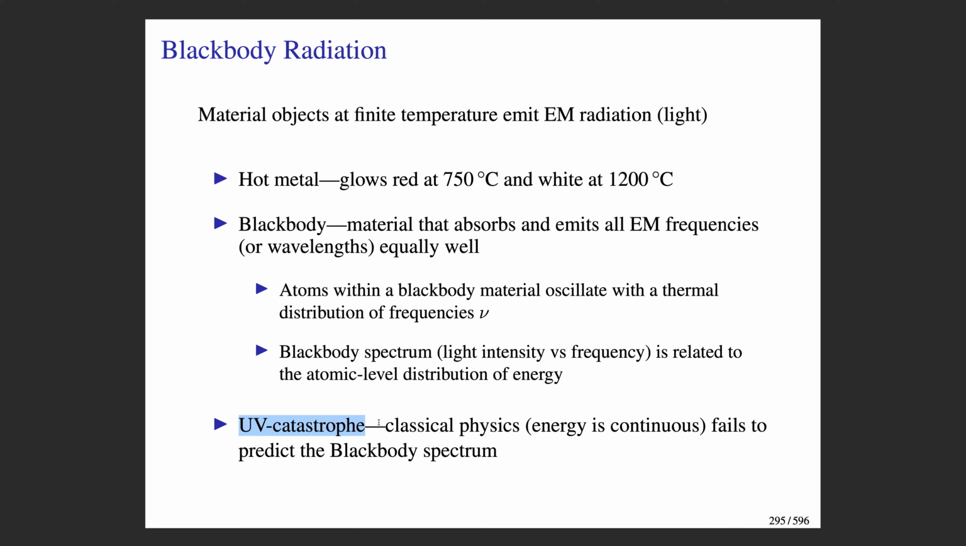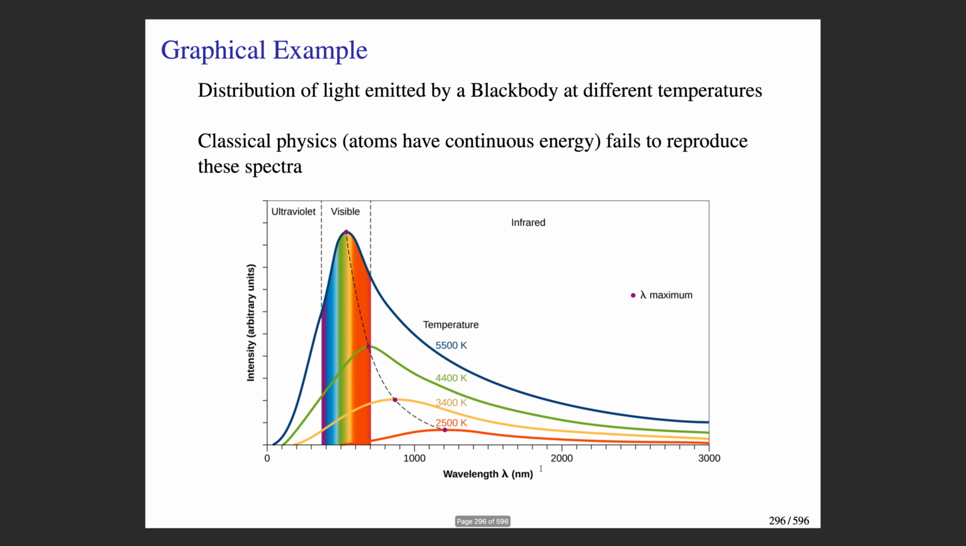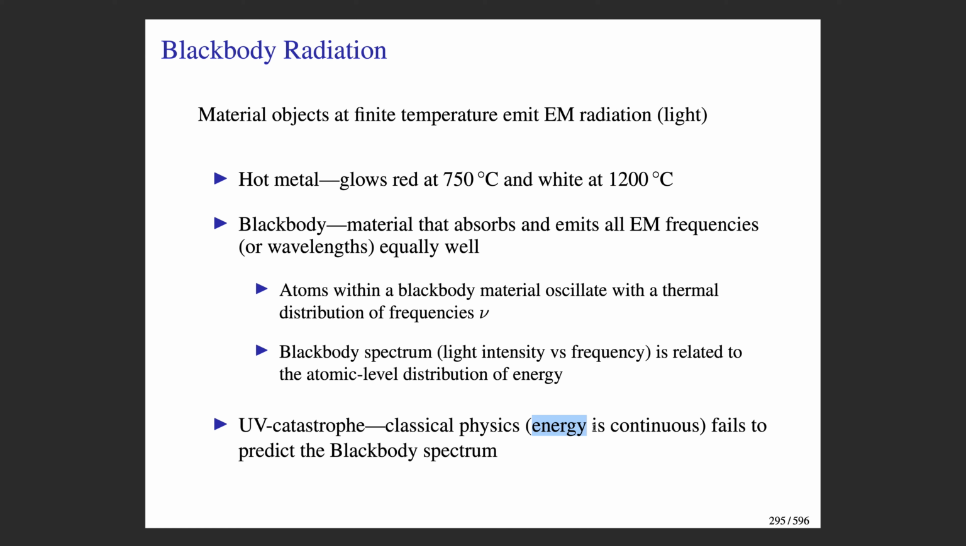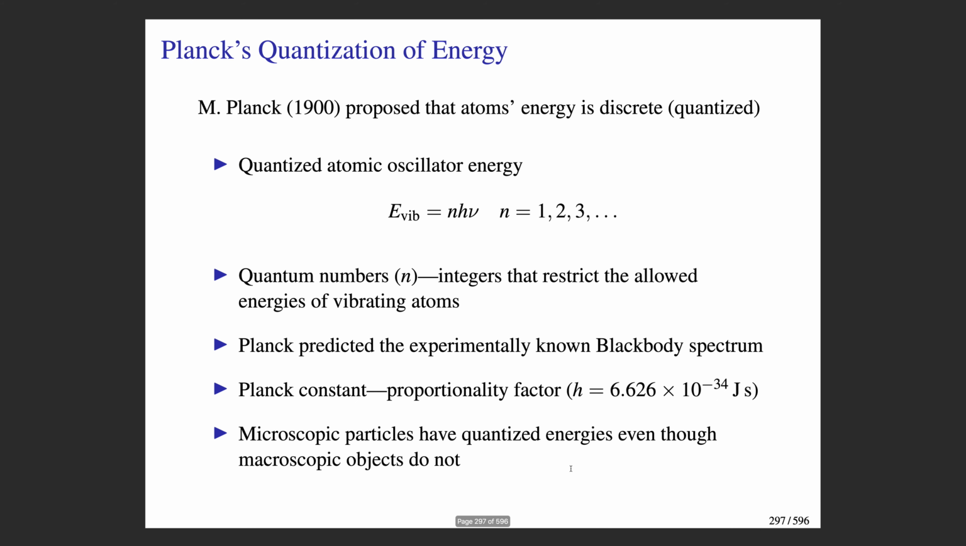It refers to the failure of classical physics, which is based on continuous energies. It's called the UV catastrophe because classical physics fails to predict the blackbody spectrum in the ultraviolet range of the electromagnetic spectrum. So there's something wrong with classical physics, and what I'm hinting at here is that it has something to do with the classical assumption that energy is a continuous quantity.